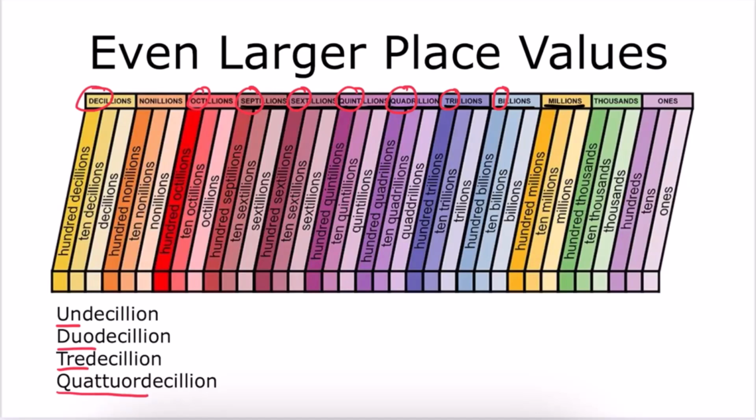So if you ever have a curious student that's like, what comes after this? You can always look it up and see what the names of the place values are after that.